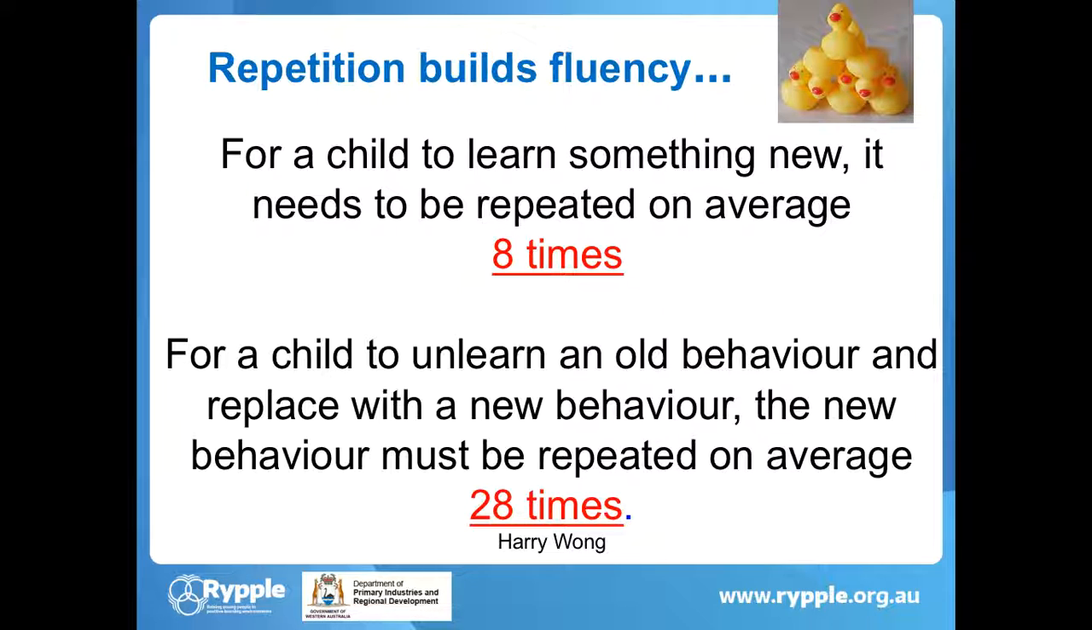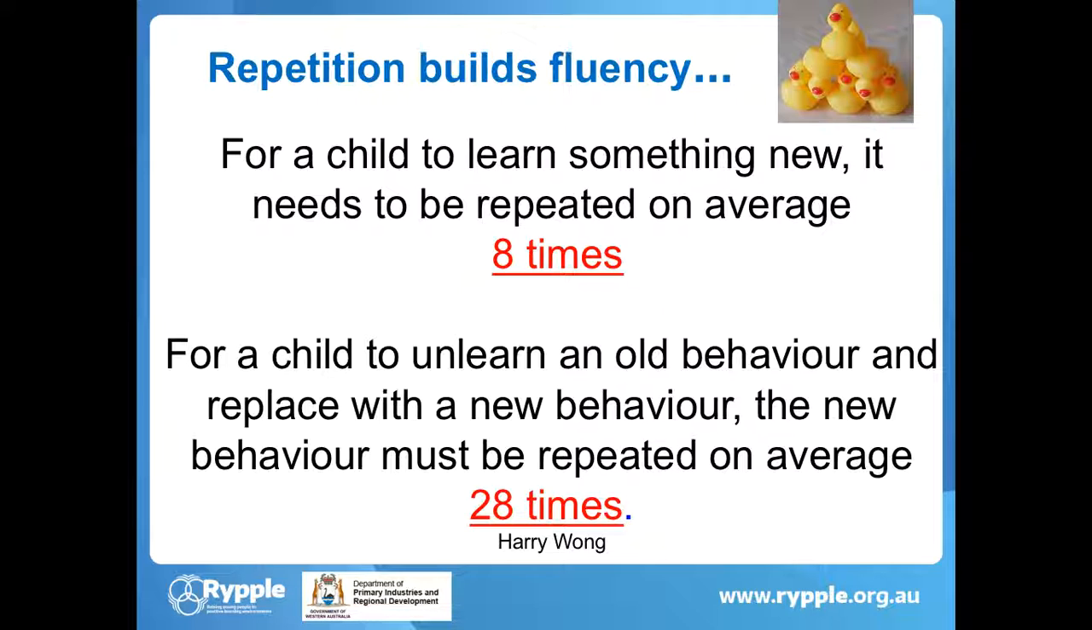I wanted to bring up this slide about fluency and how long it might take a child to learn a new behaviour. So we have this quote here from Harry Wong that for a child to learn something new, we need to do it on average at least 8 times. But for a child to unlearn an old behaviour, which is what we want in this case, we want them to unlearn the problem behaviour that has been working for them to get their needs met, and we want them to replace it with the new behaviour that we want them to do. The new behaviour must be repeated and must work for that child at least 28 times.